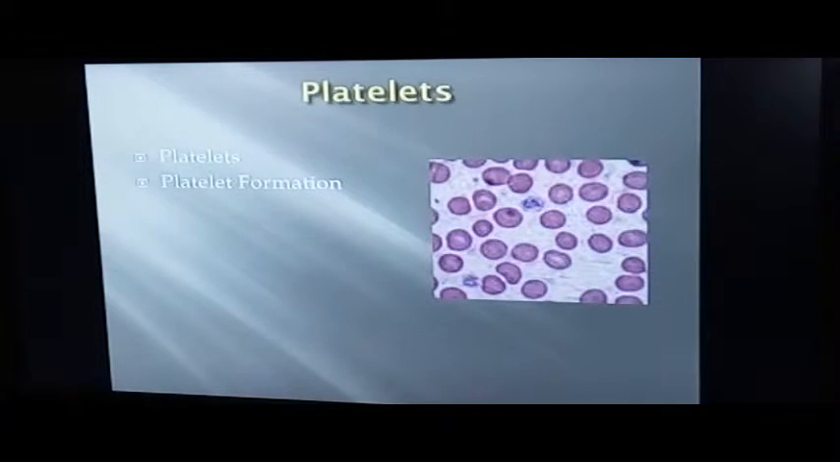Okay, so platelets. Now, before we look at platelets, we're going to take another little break and have a little quiz.